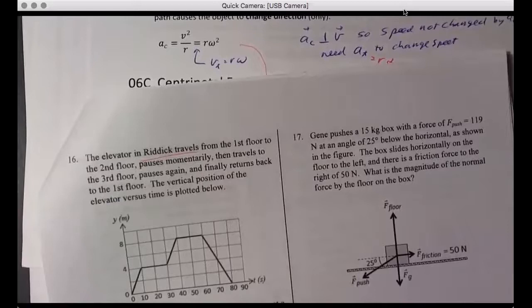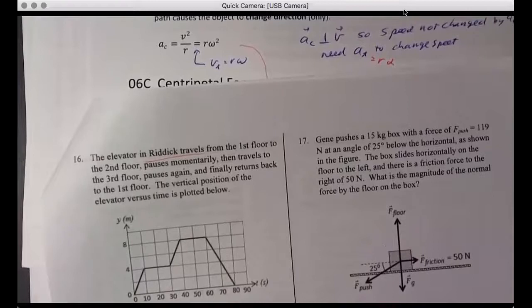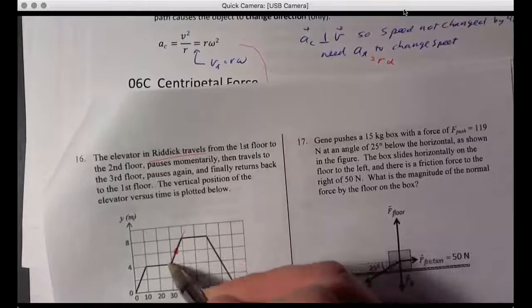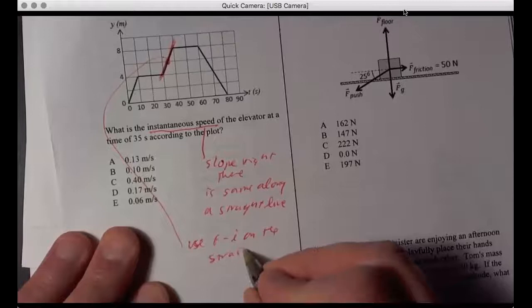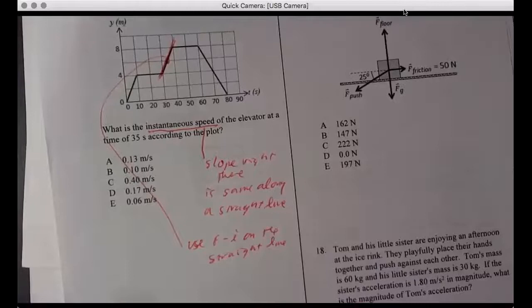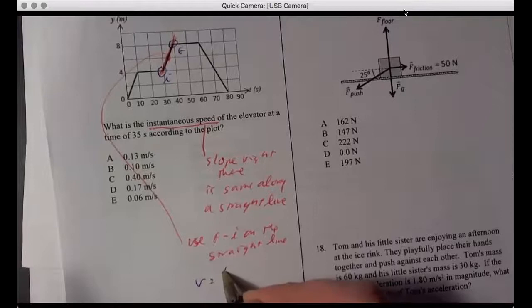Right there is the same along a straight line. And at 35 seconds, 35 is right here. And so this straight line right here, use final minus initial on the straight line. That's your initial and that is your final. And of course, v is equal to x final minus x initial, or in this case, y final minus y initial, over t final minus t initial.